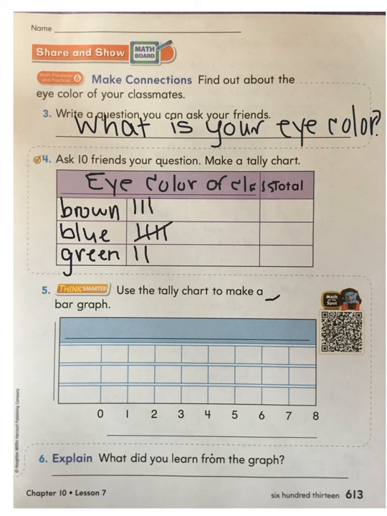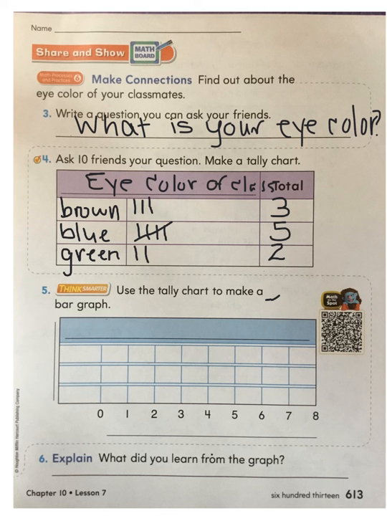Now that I've made my tally marks, I have to write my totals. So for brown, I see 1, 2, 3 tally marks. For blue eyes, I see that cross, so that means I have 5, and there's nothing after that. So 5 is my total. And for green, 1, 2. So I see 2. So my tally chart is now done.